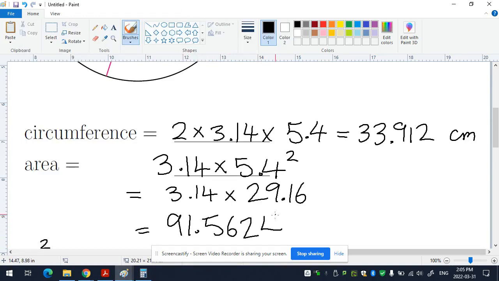91.5624. Can someone tell me what's the unit here for the area inside space? Centimeters with a power of 2, as Ty said, centimeters squared. Done.